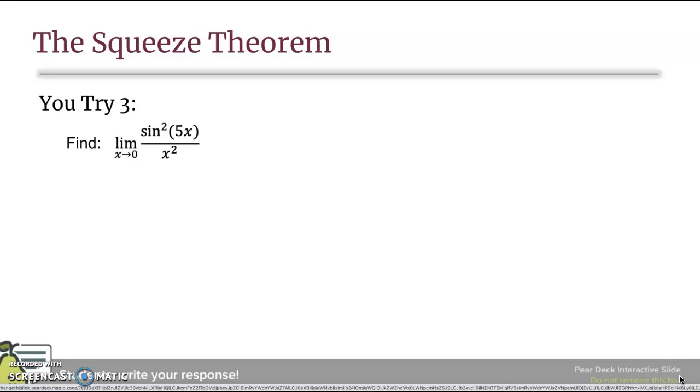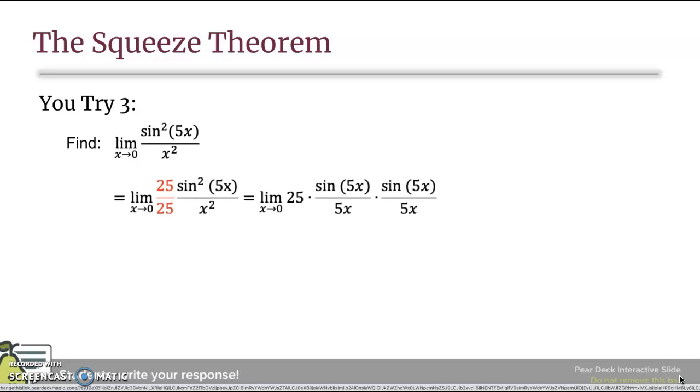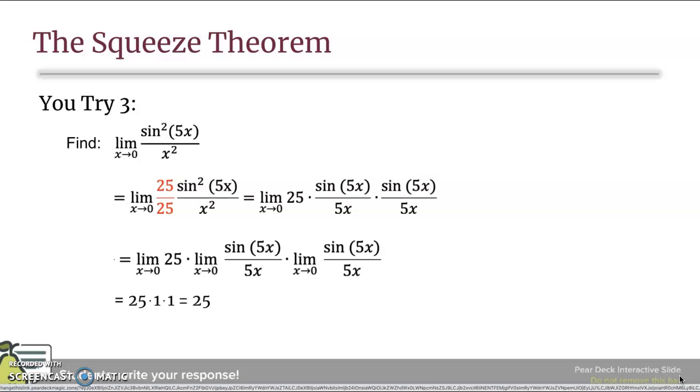Now for this one, you've got sine squared of 5x over x squared, so you can split it apart. If you multiply by 25 over 25, you'll be able to get the 5x that you need in the denominator for each of these two things that are being multiplied. And if I split that up, well, the limit as x approaches 0 of 25 is just 25. And the other two, by the squeeze or sandwich theorem, are both equal to 1. And so you end up with a limit of 25. Next one.